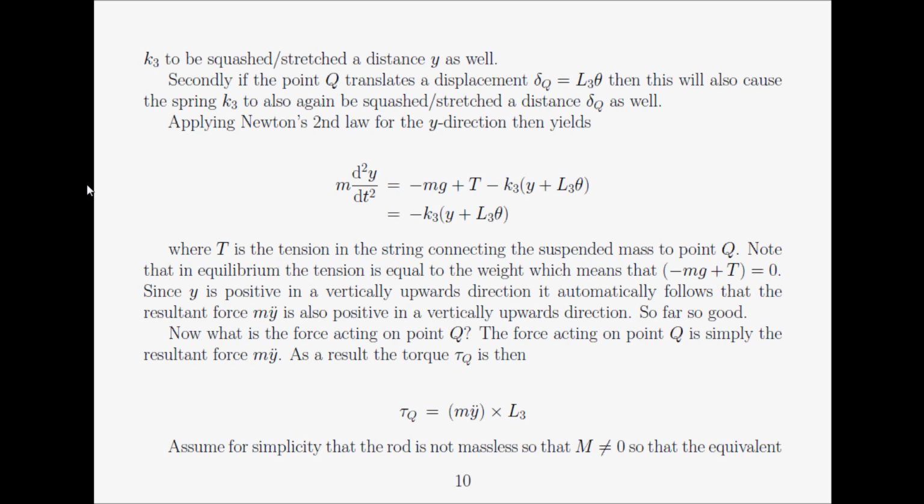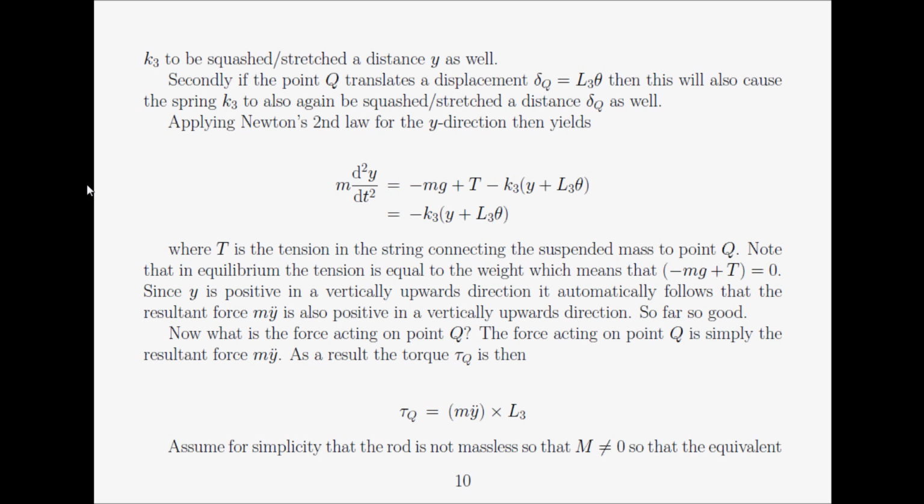And we basically do a vector superposition, and there is a string or cable connecting the mass to the spring, and in that string or cable there will be a tension. When we do a free body diagram, the weight will cancel with the tension, therefore the sum of minus mg plus T will be 0. So that gets knocked out in the equation, and we have m times the double derivative of y is equal to minus k3 times (y plus L3 theta). So far, so good.